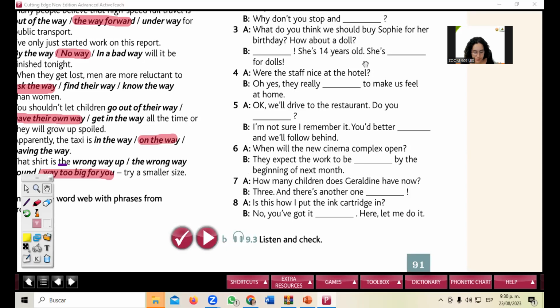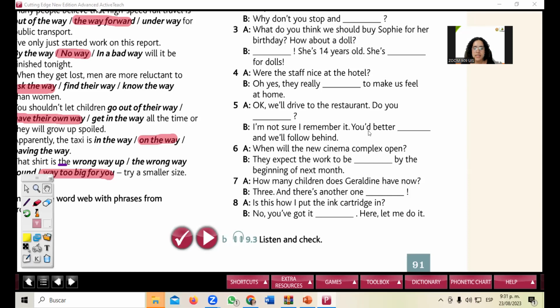Natalia? Number 7, teacher. How many children does Geraldine have now? 3, and there is another one. No way, there's another one on the way. En camino. There's another one on the way. Okay.